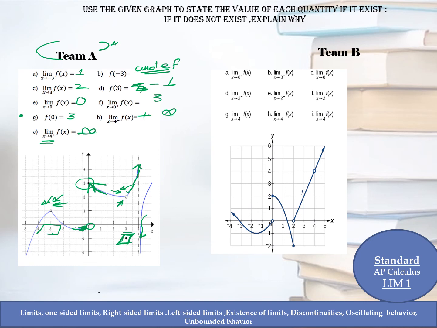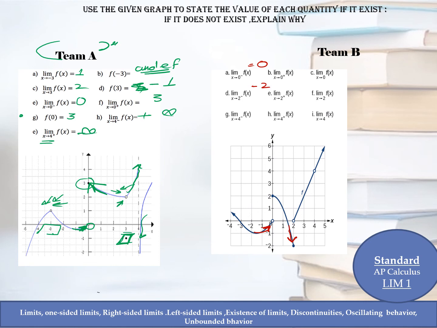Let's see the graph given for team B. So 0 from the left side. This is the line coming towards 0 from the left side, and you can see that the y value is 0. Now x approaches 2 from the left side. Left side 2 is here, and the line is coming like here. The y value is -2.